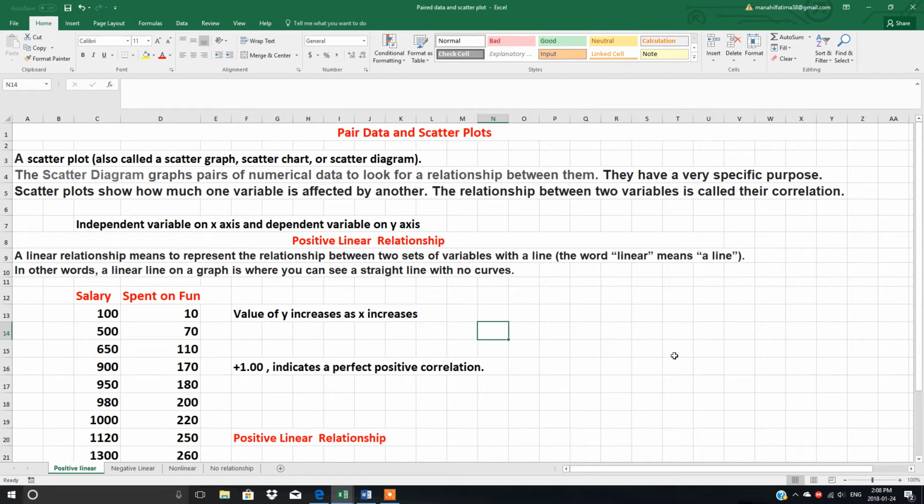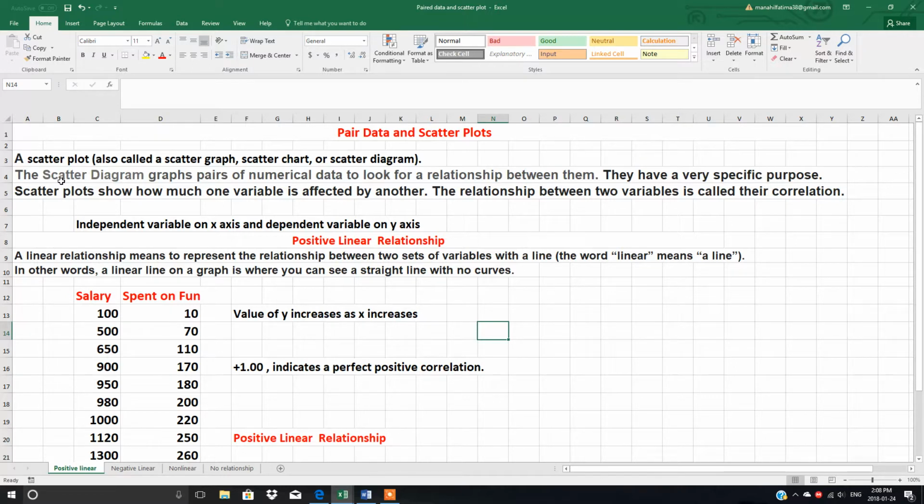In this lesson, I will explain to you about paired data in scatter plots. First of all, I will explain what scatter plots are, what other names you can use instead of scatter plots, and how we read a scatter plot or scatter graph. If you have a scatter graph, how can you read it and what is the relationship?